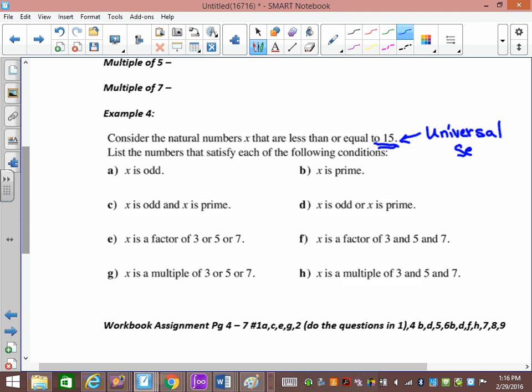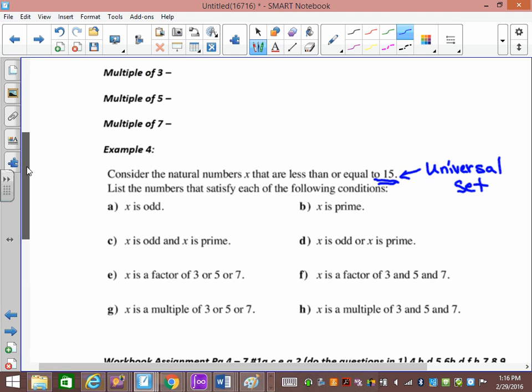It limited us to these numbers, which is nice, because if it doesn't limit you to those numbers, you have a ton of numbers that it can be. So the universal set limited us to the numbers from 1 to 15, okay? And then it's going to ask us about odds and primes, or factors of 3, etc. The best way to answer the and or questions is if you go and take all of these pieces and find the numbers that fit into those pieces.